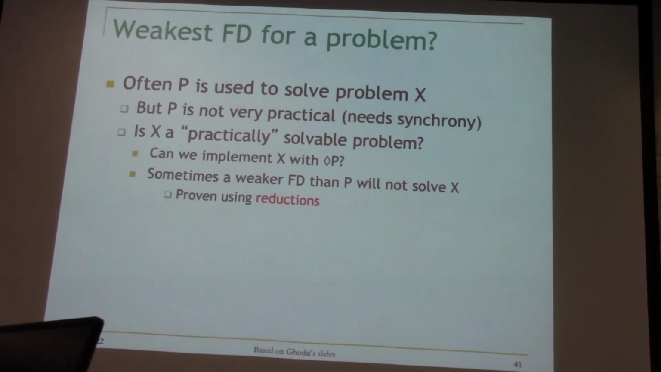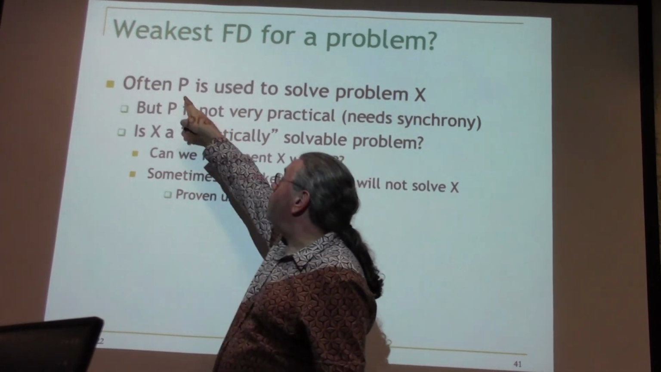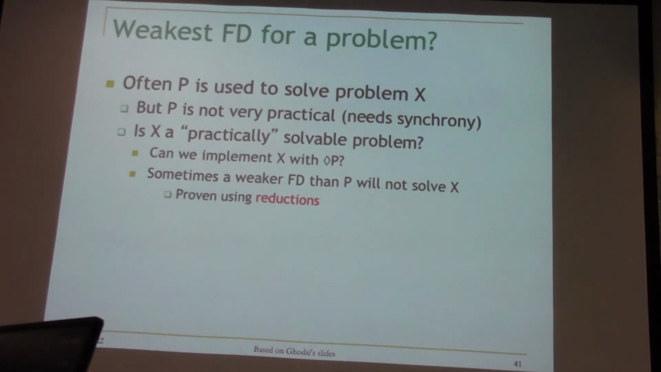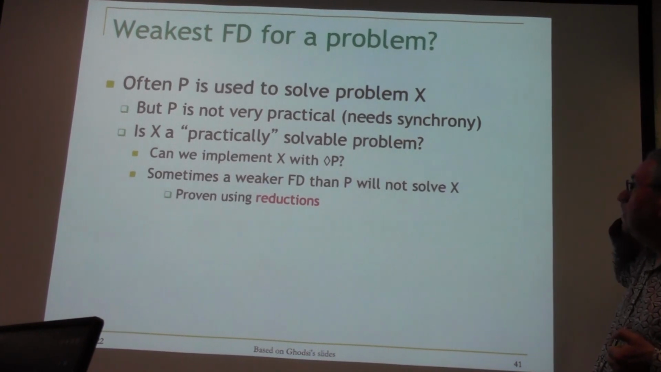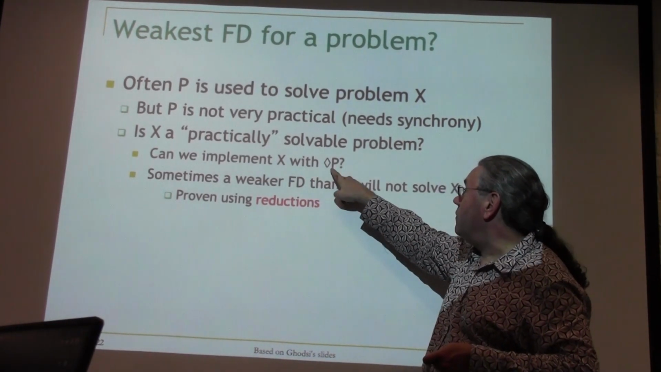Okay. And, for example, there's a question. What is the weakest failure detector that we need to solve some problem? Let's say we have some problem X. And if we have P, we can solve it. Okay, fine. But P is very hard to get, huh? P is not very practical. It needs synchrony. So there's a question: can we implement X with eventually P?